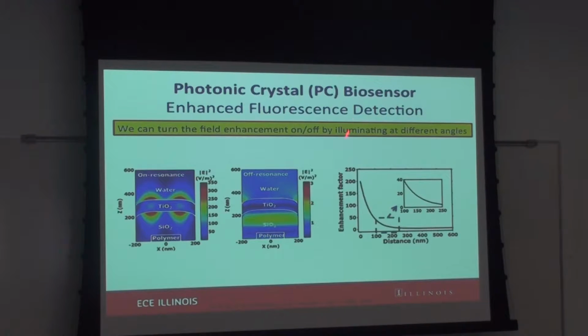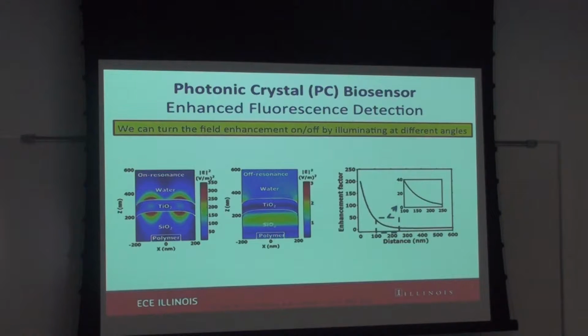Another interesting feature is that the electric field magnitude drops off as you move away from the photonic crystal in a very predictable fashion. It has an exponential fall off like this. And so I'll show you how we can use this on-off feature and our knowledge of the electric field magnitude drop-off to help us estimate the position of fluorescence emitters above the surface.